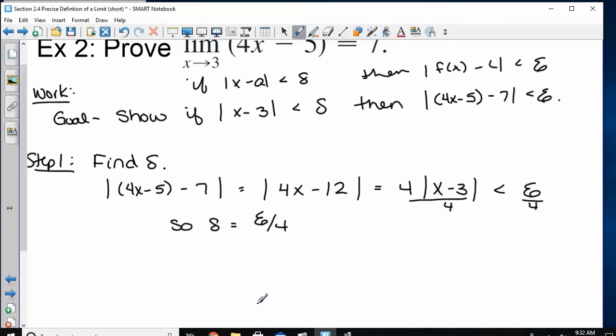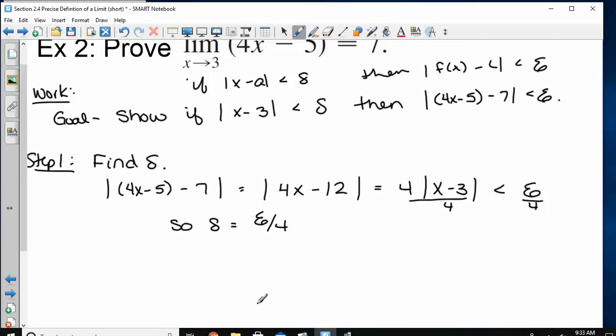So basically what that's telling me is if I said I want my y value to be within 0.5 of 7, that's like saying your epsilon is 0.5. Then you could turn around and tell me, okay, then your delta has to be 0.5 over 4, or 1/8. So you need to be within 1/8 of 3. So you would have to pick something between 2 and 7/8 and 3 and 1/8 to make that happen. So we basically found a formula to make it work.